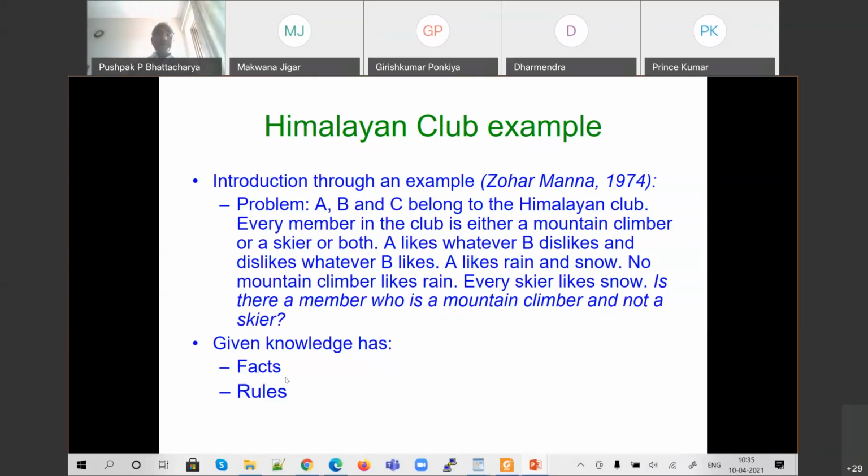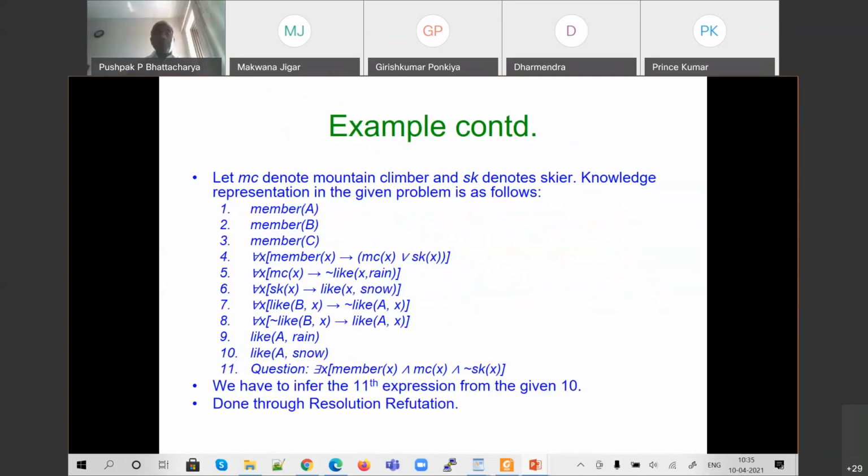So in classical AI, we distinguish between facts and rules. Just to be a little more technical, facts are called zero order entities. Rules are called first order entities. They involve variables. Facts involve constants. This is captured by means of predicate calculus. Many of you are possibly doing the AI course. So A is a member is written as member A, member B, member C.